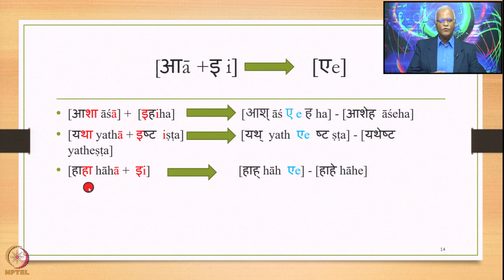Now if we go to one pada, within a pada, we have the word haha, and we have to derive the locative singular of the word haha. So we have haha plus e. So we have a followed immediately by e. So in place of both of them, we have a as the substitute. So we have ha plus a, and so we have ha he as the finally finished form of locative singular of haha.